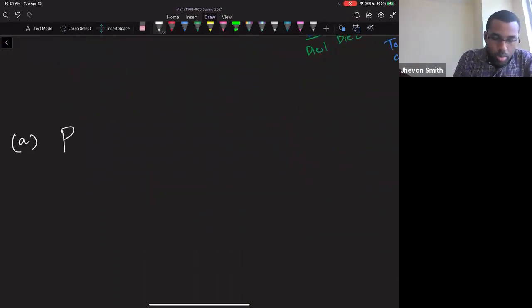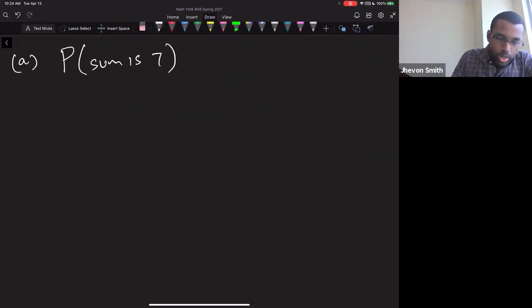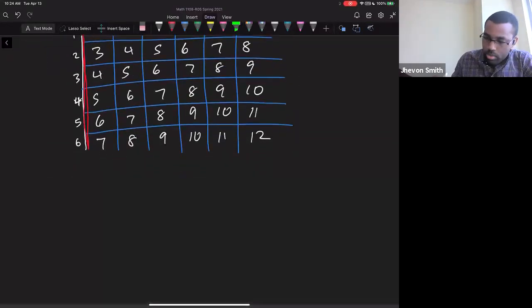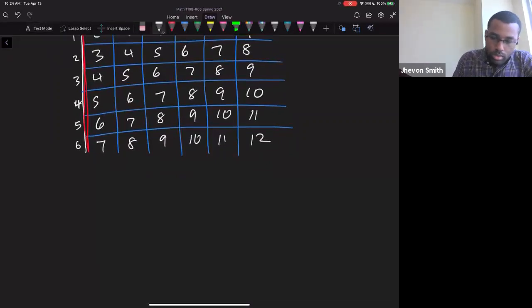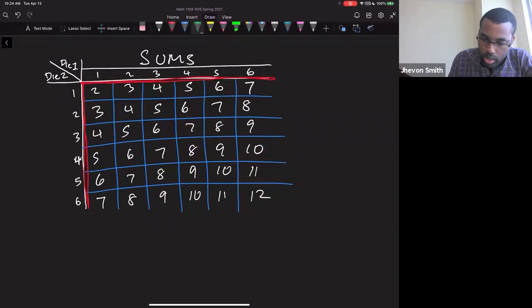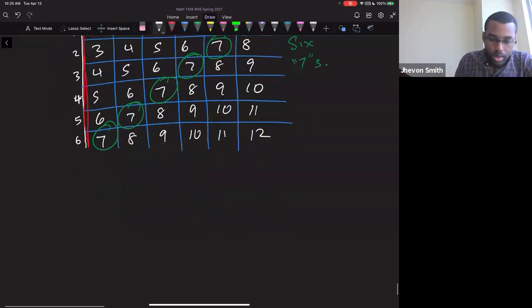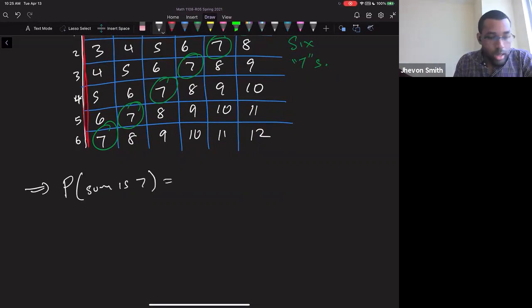So like A, we can talk about the probability of the fact that the sum is 7. In which case, you would go to your table and you would pick out where the sum is 7. 1, 2, 3, 4, 5, 6. So there are 6 7s in this table. And you can now know that the probability of the sum is 7 is going to be 6 out of 36, or 1/6.